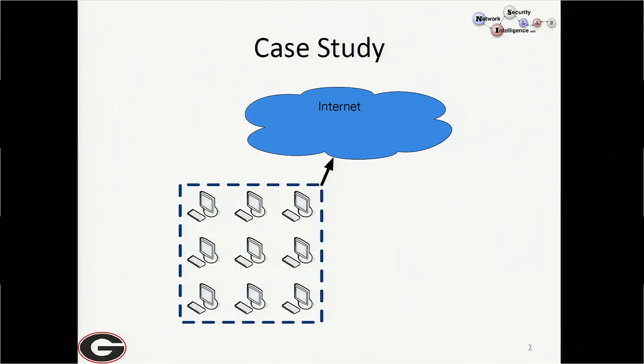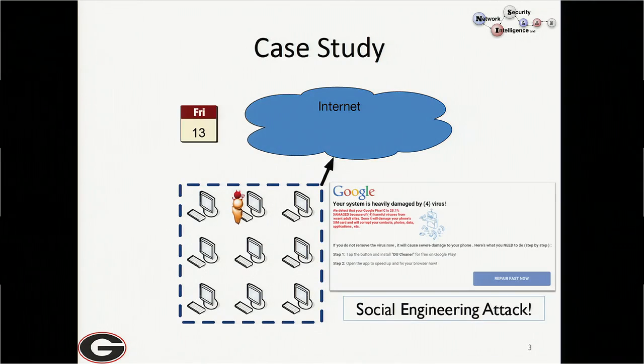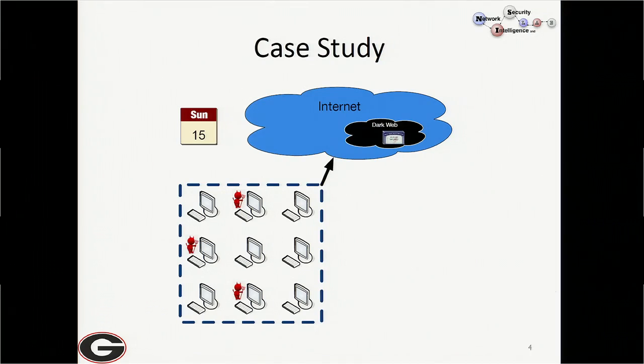Let me start with a case study. Say there's a large corporate network with a lot of machines, and on an unlucky day, an employee named Bob falls prey to a new kind of social engineering attack. The result is that a few machines get infected, and some sensitive company data is leaked to the internet. So a forensic analyst is hired to investigate the incident, and they find the root of the infection and clean up all the infected machines.